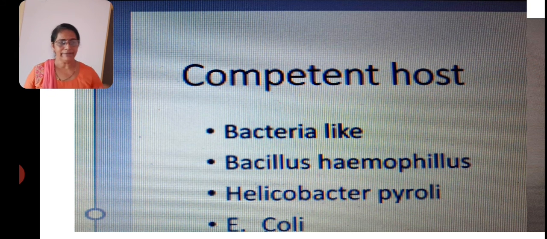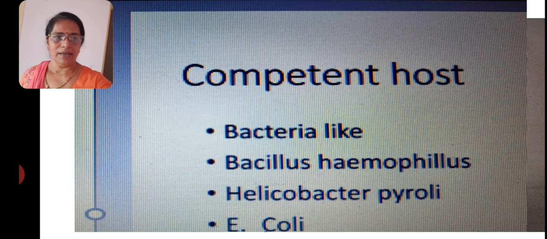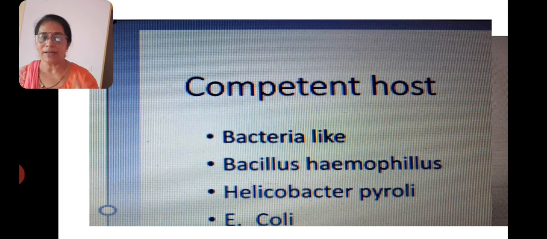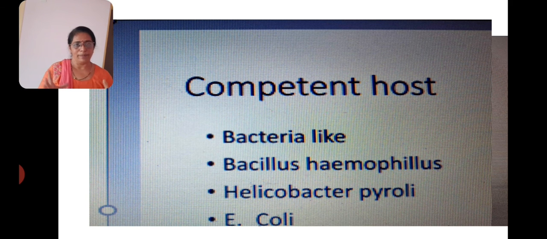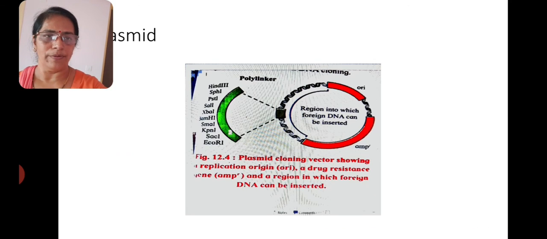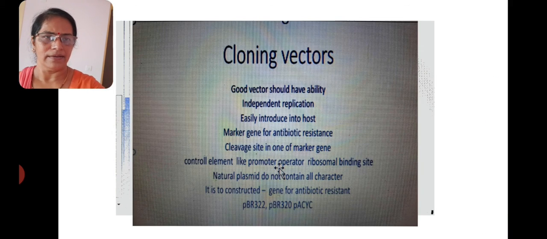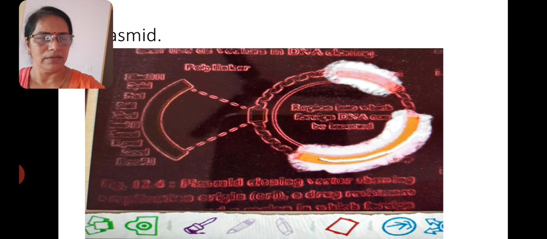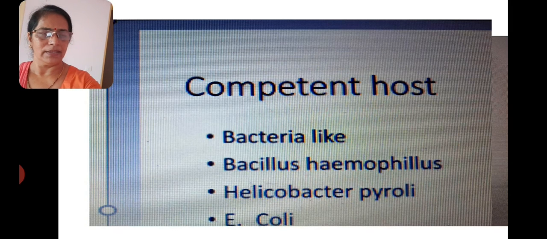Then the vector is the DNA which has the capacity to carry the foreign gene. Plasmids are nothing but a double stranded extra chromosome of a bacterium. It is a double stranded extra chromosome of bacteria that is called the plasmid. So we have completed the biological tools.